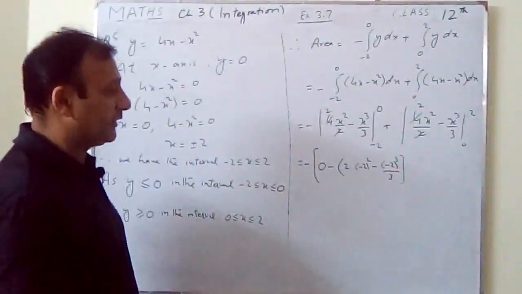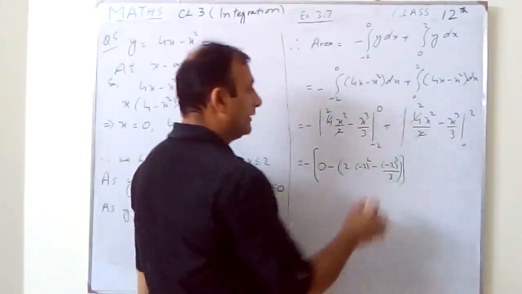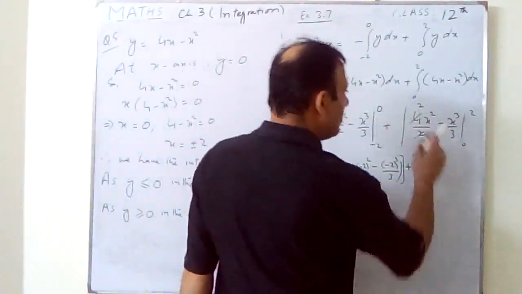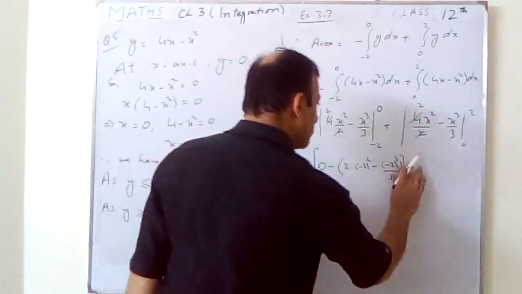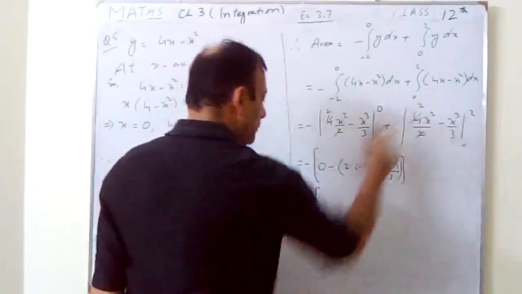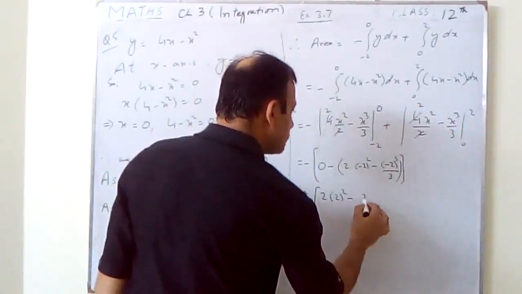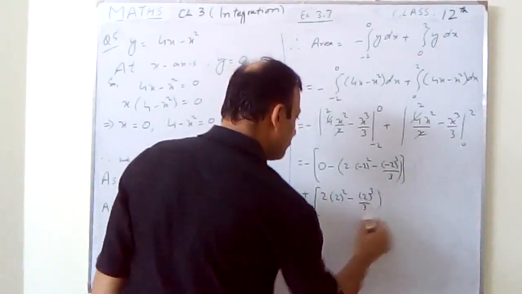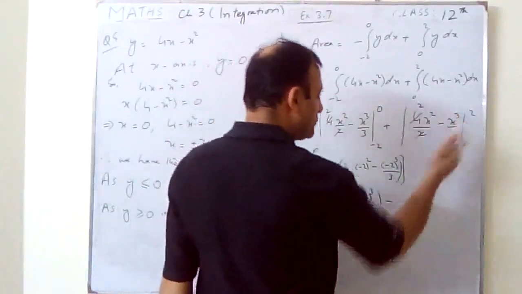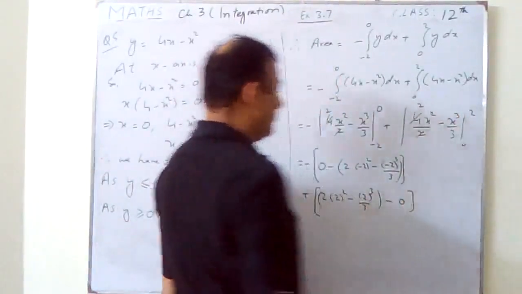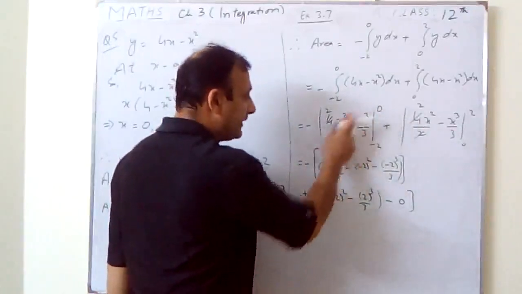I have written this one in detail. So plus, for 2: 2 into 2 square minus 2 cube by 3, this is for 2, minus, when we put 0 here, again first of all 0, so x is here, so the complete value is 0.